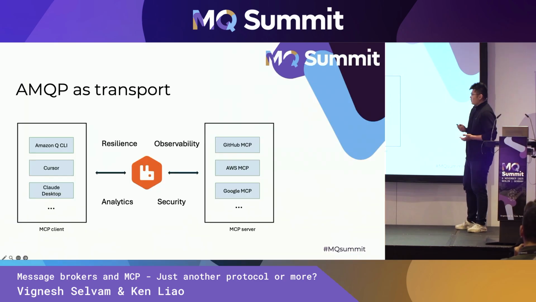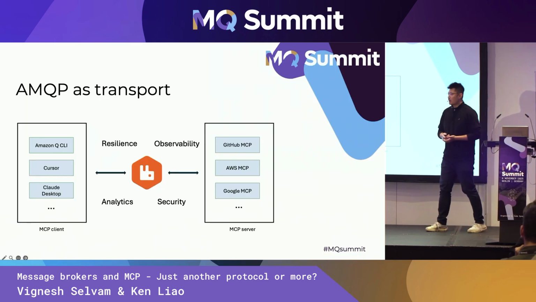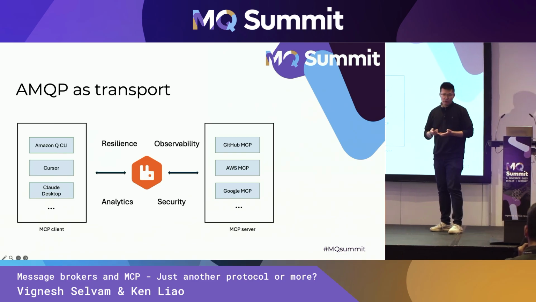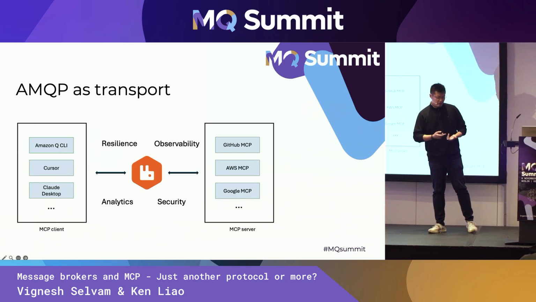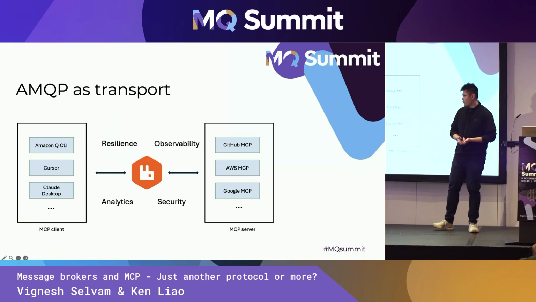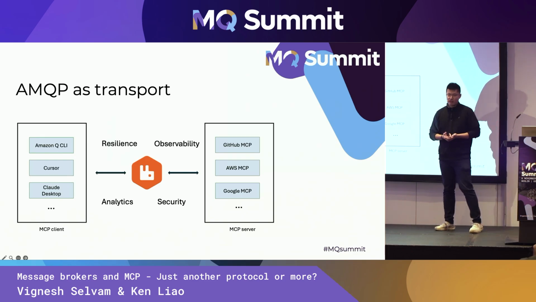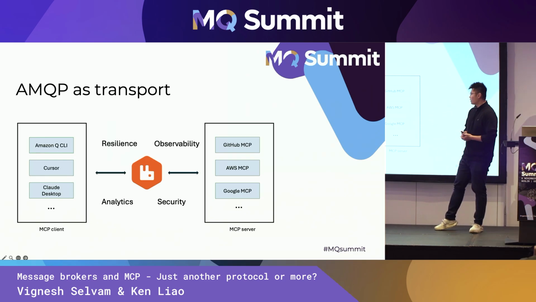Well, first of all, why AMQP? AMQP is an open standard, and AMQP 1.0 is adopted by many brokers. So ActiveMQ supports AMQP 1.0, RabbitMQ supports AMQP 1.0, other brokers as well.